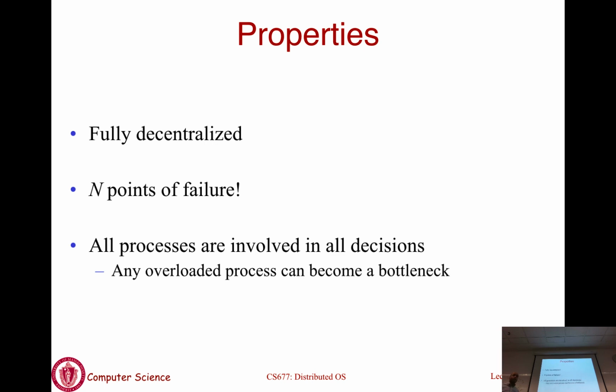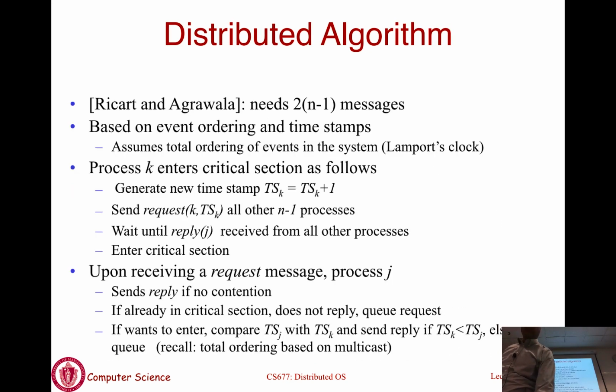The bad part of this approach is that now you have endpoints of failure, because you have to wait for a reply message from all other processes before you grab the lock. If any process in the system crashes and fails to get back to you, you will think that that process is holding the lock and you should wait. So, you will not proceed. That creates endpoints of failure.